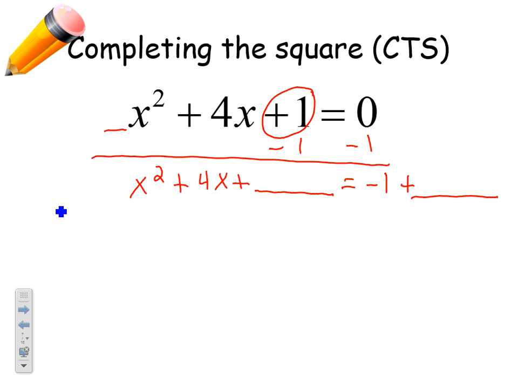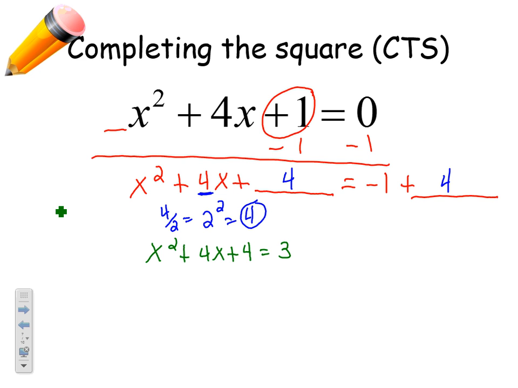Now we're going to complete the square like we did last time. So we're going to take this number right here, 4 divided by 2, which equals 2, and we're going to square it, which gives us 4. So the 4 is going to go here and here so that we can complete our square. So now we're going to get x squared plus 4x plus 4 equals negative 1 plus 4, which is 3.